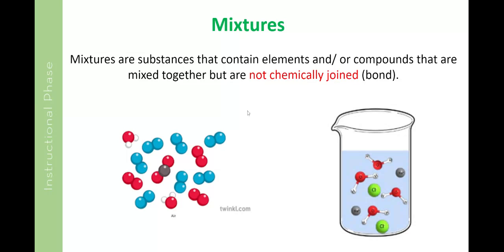So this is, if you look at this diagram here, you can see I've got sodium and chlorine and I've got water. It's soap water. It's a mixture. They're not chemically joined, but they're different elements and compounds.